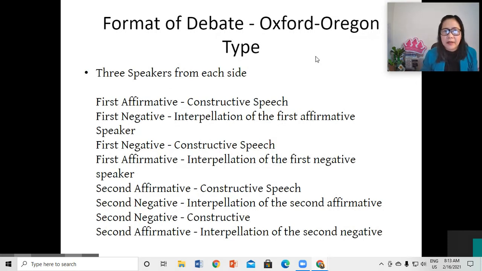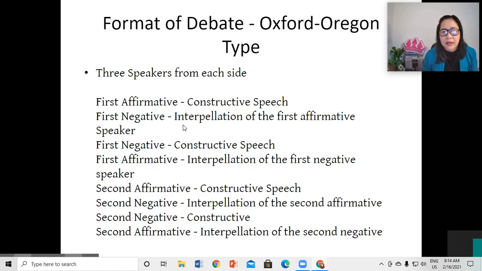Okay, so how do we go about this Oxford Oregon tie? There are three speakers from each side, and then the first speaker from the affirmative will have his constructive speech, and afterwards be interpolated by the first negative speaker. When I say interpolated, the speaker is going to ask questions regarding what was said in the constructive speech.